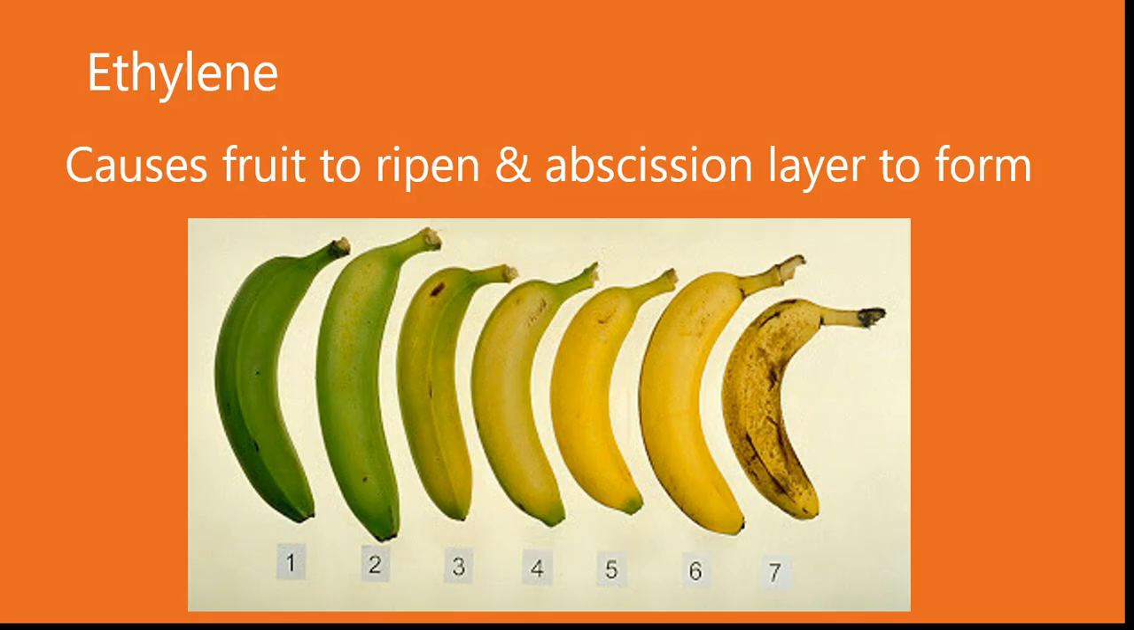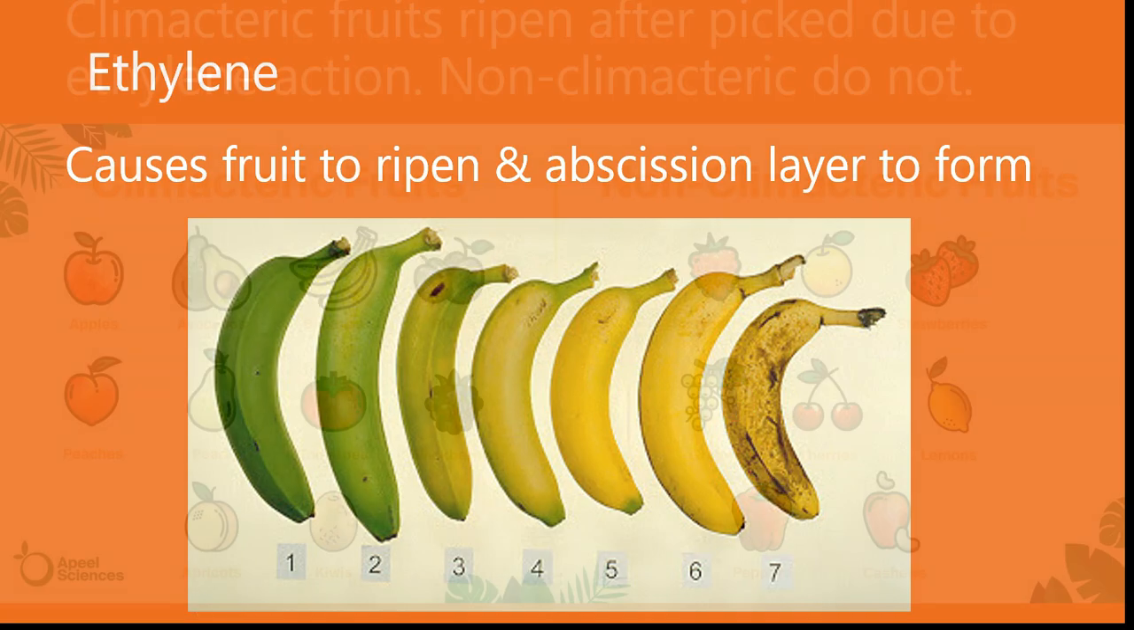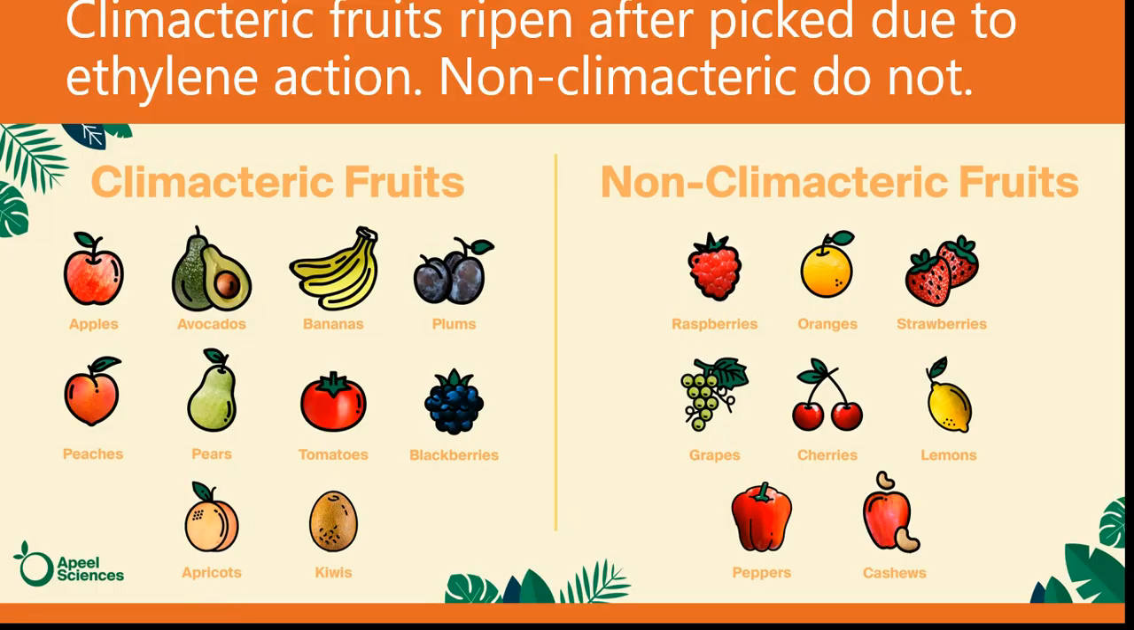So let's say you buy your banana at stage 3 right here, and you get home, and really the best time to eat it is probably here, right? Stage 5. If it gets here, you're ready for banana bread, I think. It gets a little too overripe, if you will. So that brings us to this idea of fruits that ripen after they're picked and some that don't, okay? It has to do with the ethylene action, and we call that climacteric. So we have a climacteric fruit and a non-climacteric fruit.